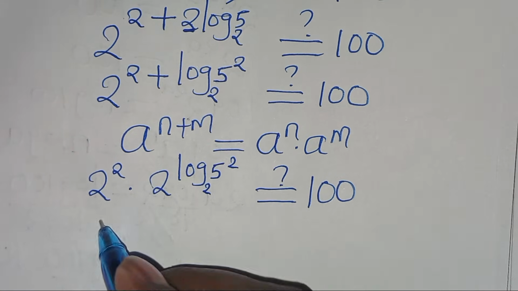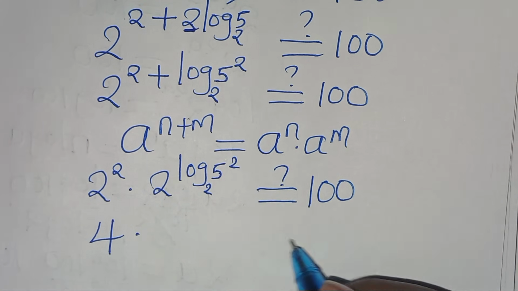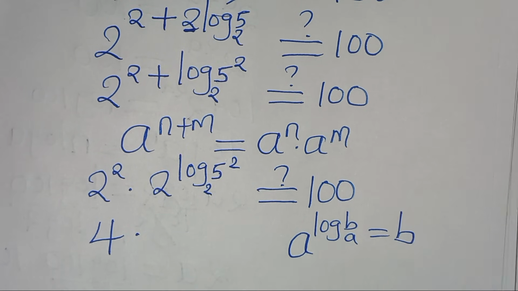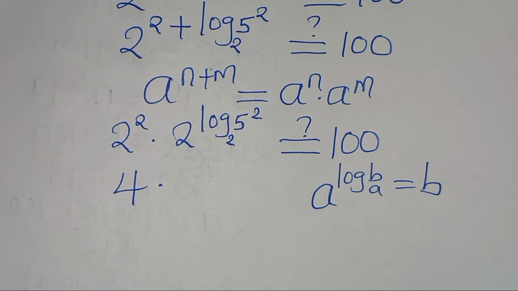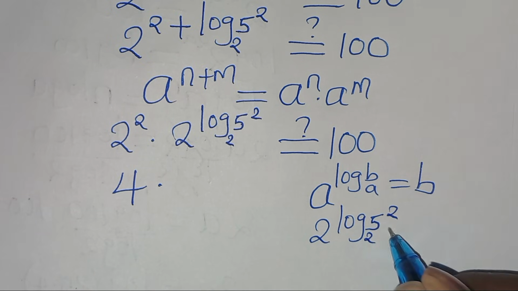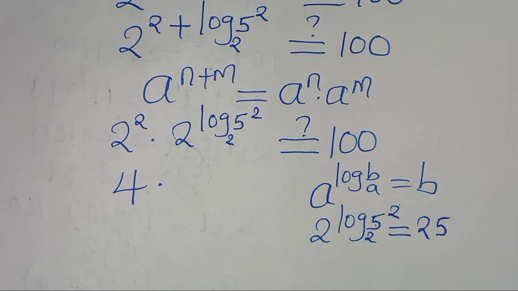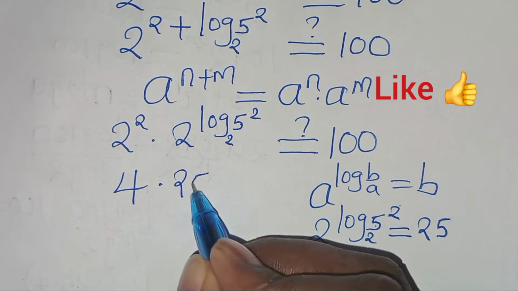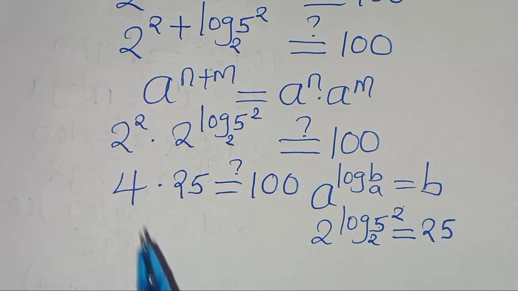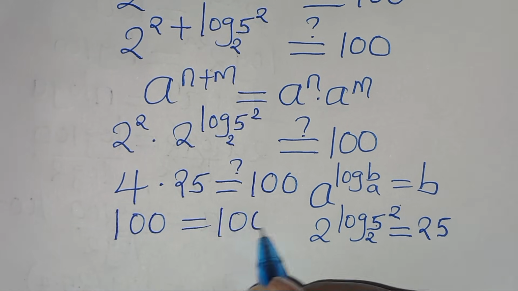Now 2 to the power of 2 is 4, times 2 to the power of log 5 to the power of 2 to base 2. This is in the form of A to the power of log B to base A, and this is equal to B. So therefore, this implies that 2 to the power of log 5 to the power of 2 to base 2 is equal to 5 squared, which is equal to 25. So here we have 4 times 25, which is equal to 100.